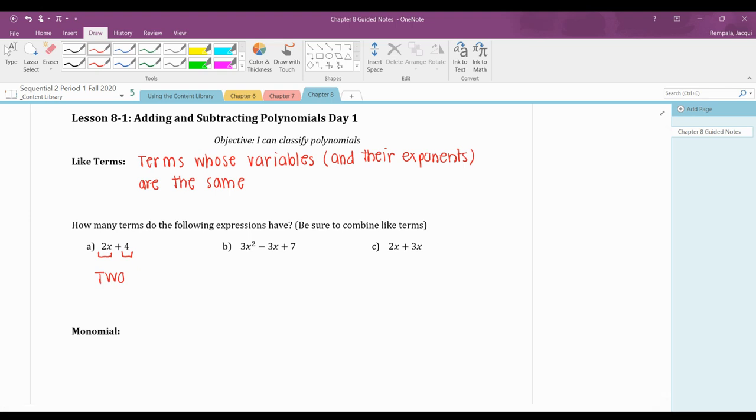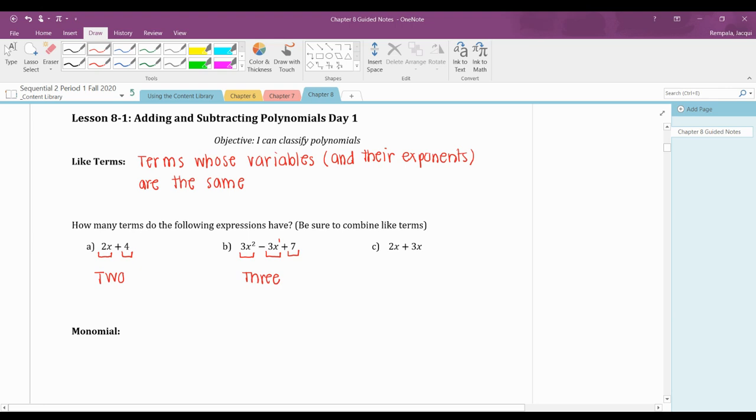Okay, if I look at part B, we have 3x squared minus 3x plus 7. So I see 3x squared, I see a 3x, and I see a 7. Now notice that I see variables that are the same. I see 2 different x's. However, the exponents are different because the first x has an exponent of a 2. The second one technically has an exponent of a 1. So while their variables are the same, their exponents are different, so they are not like terms. The 7 doesn't even have an x. So because there are no like terms here, it looks like there are 3 terms.